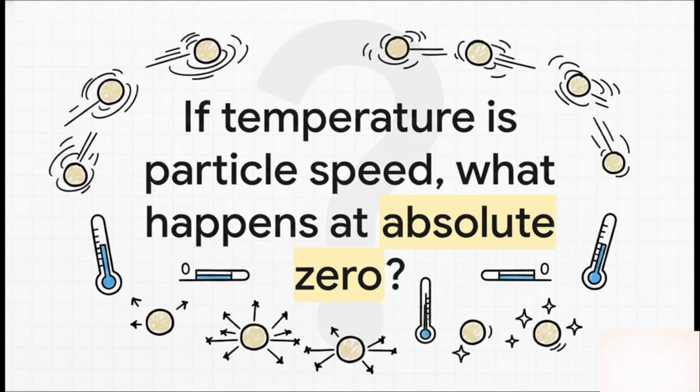All right, I'm going to leave you with one last thing to chew on. We now know that temperature is just how fast particles are moving. So, what do you think happens at the coldest possible temperature in the universe, absolute zero, when all that motion just stops?